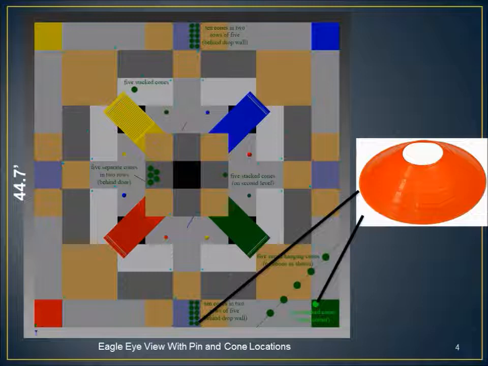As you can see in the image on the right, you can see what the cones look like and their placements throughout the entire arena. The four different corners for the four different teams are also marked.